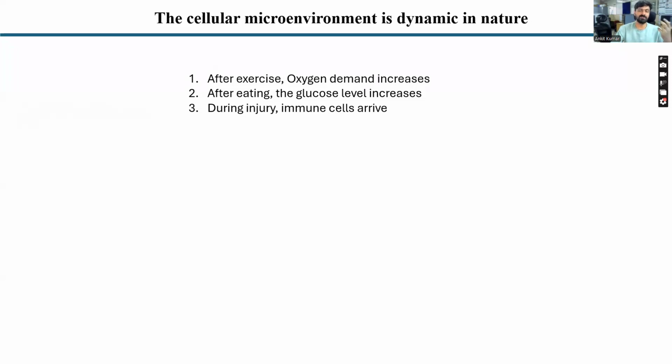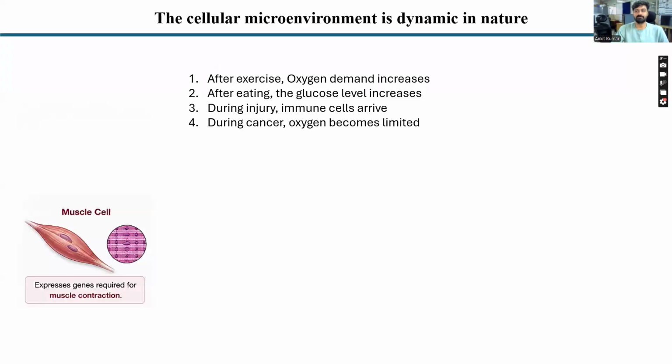So now glucose is another part of the cellular microenvironment. You can see that glucose level is changing, oxygen demand is increasing. Then there comes an injury. During injury, you want immune cells, and as I have told you, immune cells are one of the important components of the cellular microenvironment. Then during cancer, you will see in a subsequent lecture that oxygen becomes limited, and that condition is called hypoxia, right? So these components of the cellular microenvironment are changing with time. That's why we can say that the cellular microenvironment is dynamic in nature, because it changes with time or with the requirement in our body.